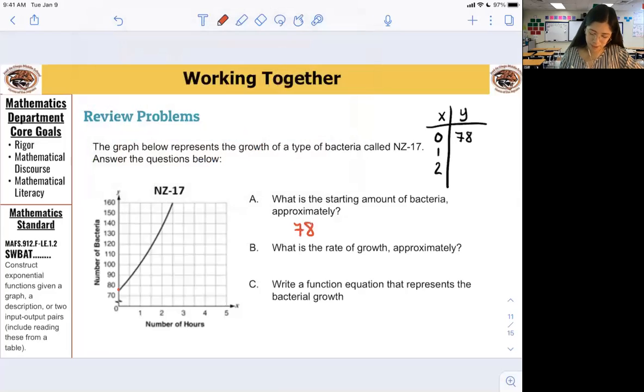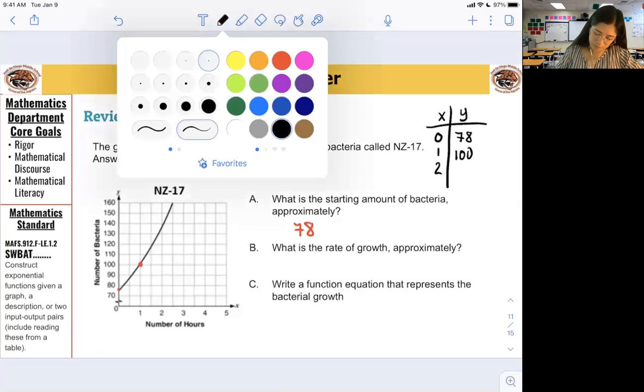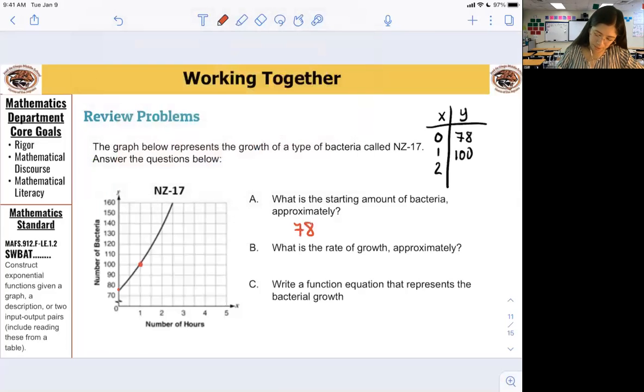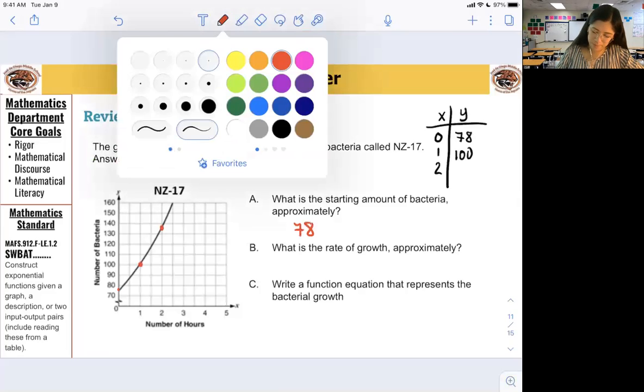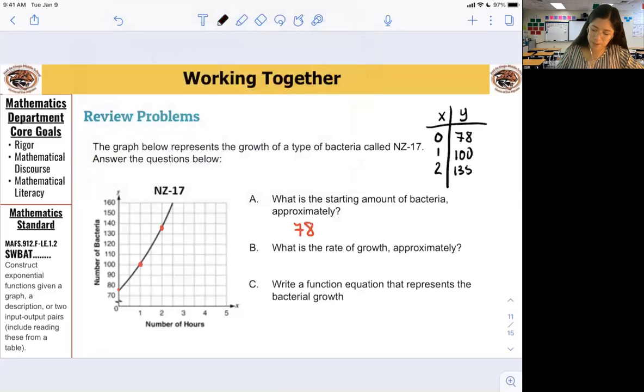So how many bacteria are there after 1 hour? 100. Yep, 100. And what about after 2 hours? 135. Approximately, yeah. Approximately 135. And that's all you need, because now you have a couple of numbers to work from, and we can implement the same exact strategy. We're just going to divide from the bottom up. So go ahead and try that.